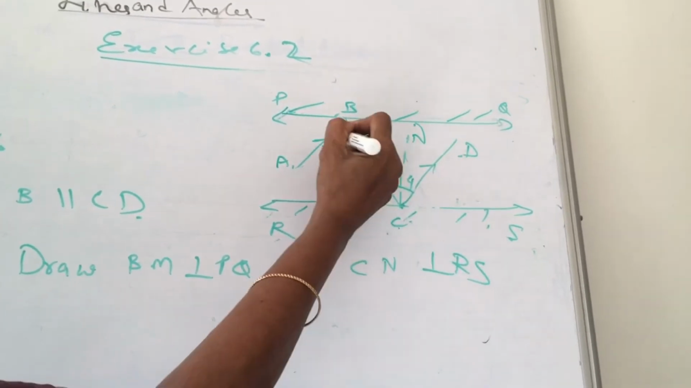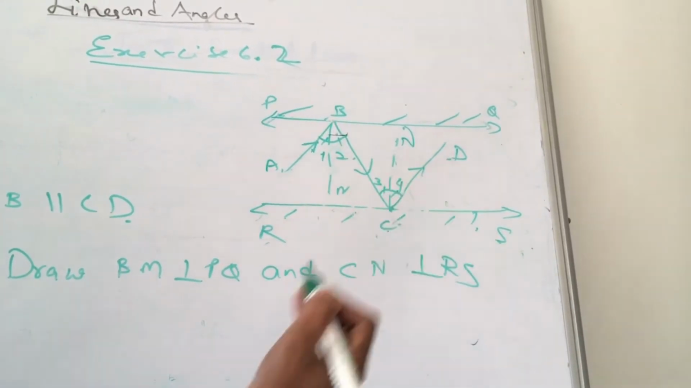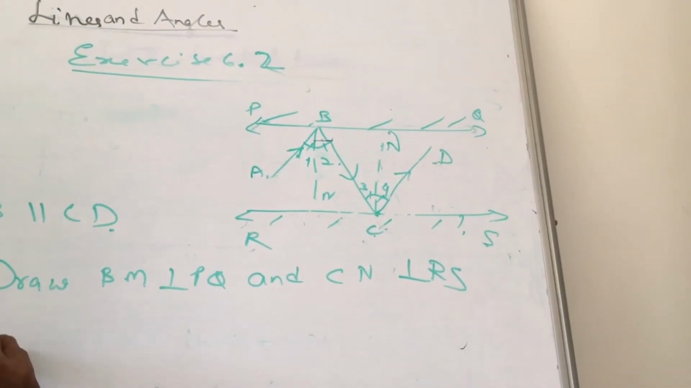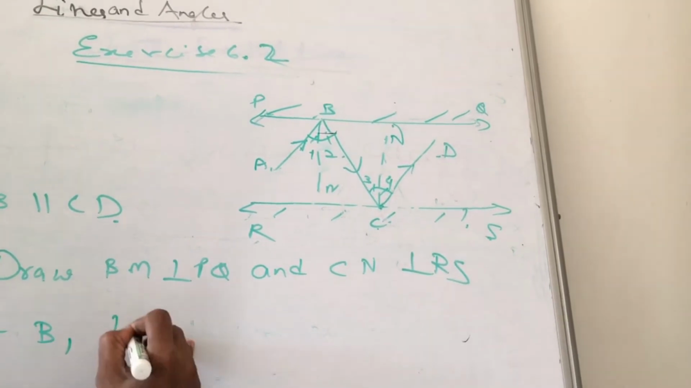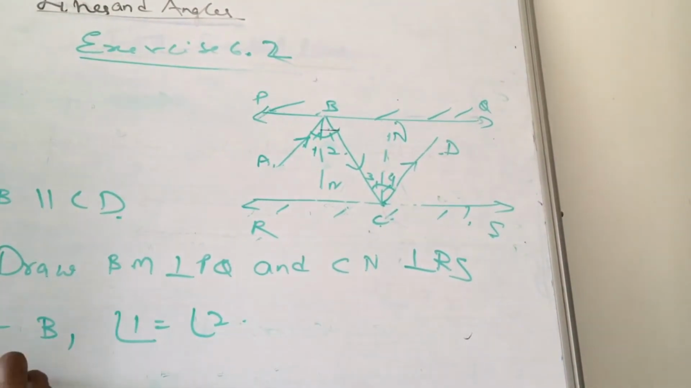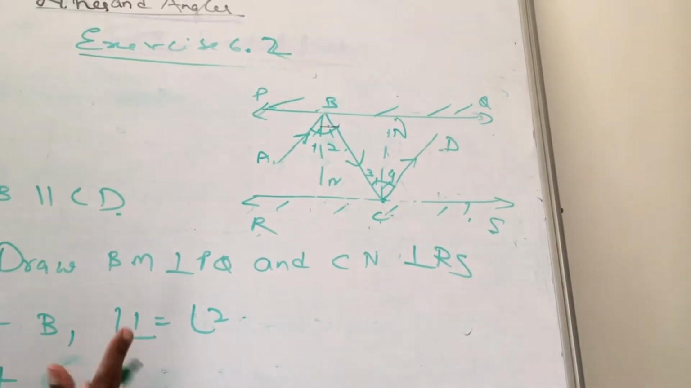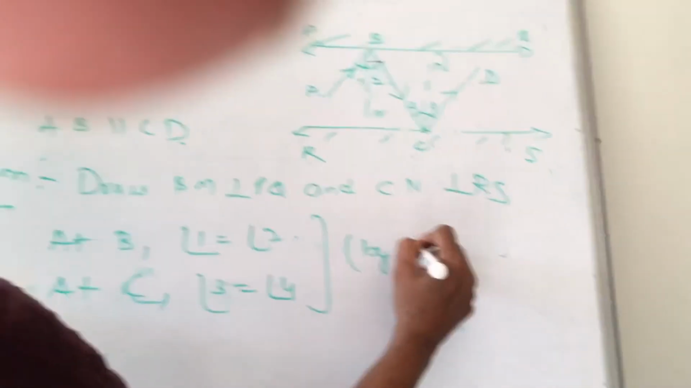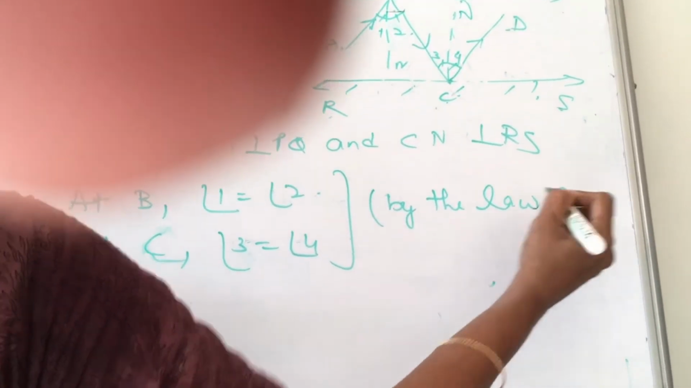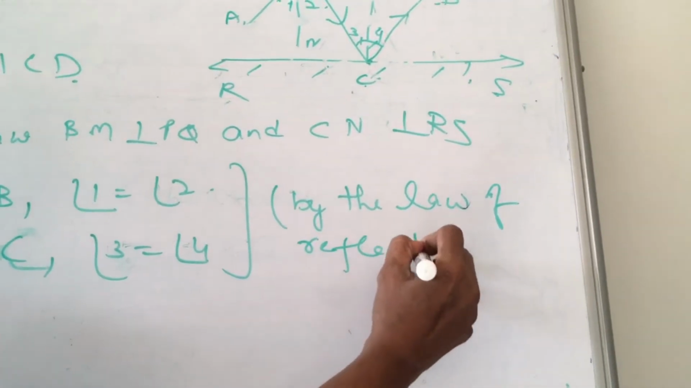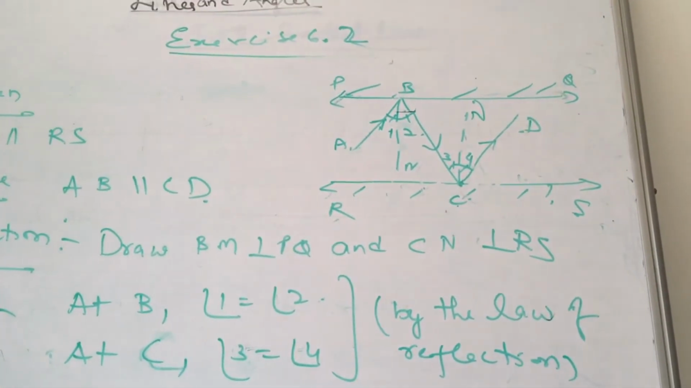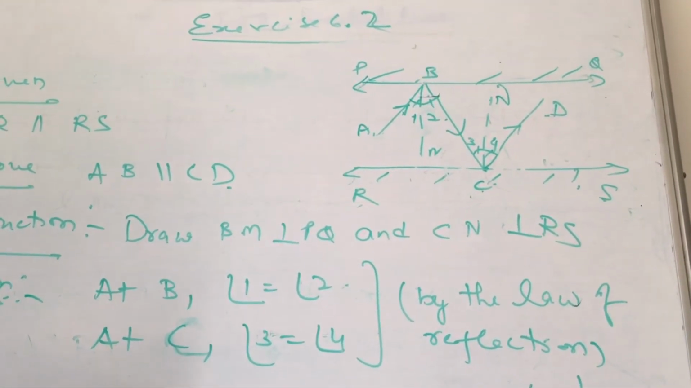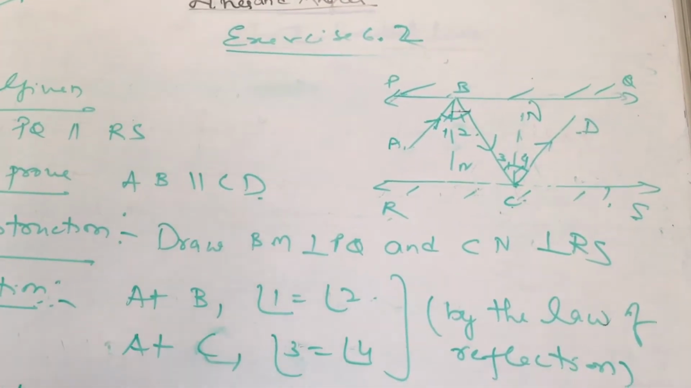Are you able to follow? Angle of incidence is equal to the angle of reflection. At B, angle 1 is equal to angle 2. At C, angle 3 is equal to angle 4. By the law of reflection, angle of incidence is equal to angle of reflection. How are PQ and RS? PQ is parallel to RS.